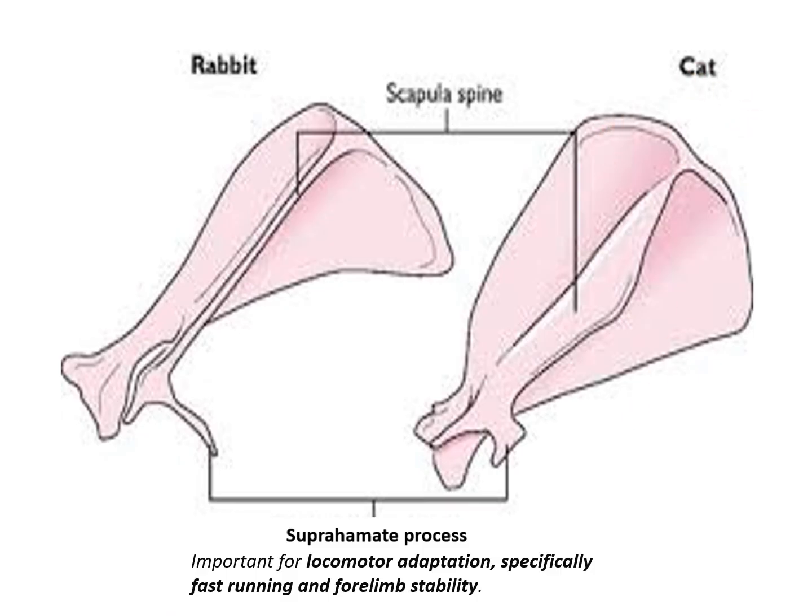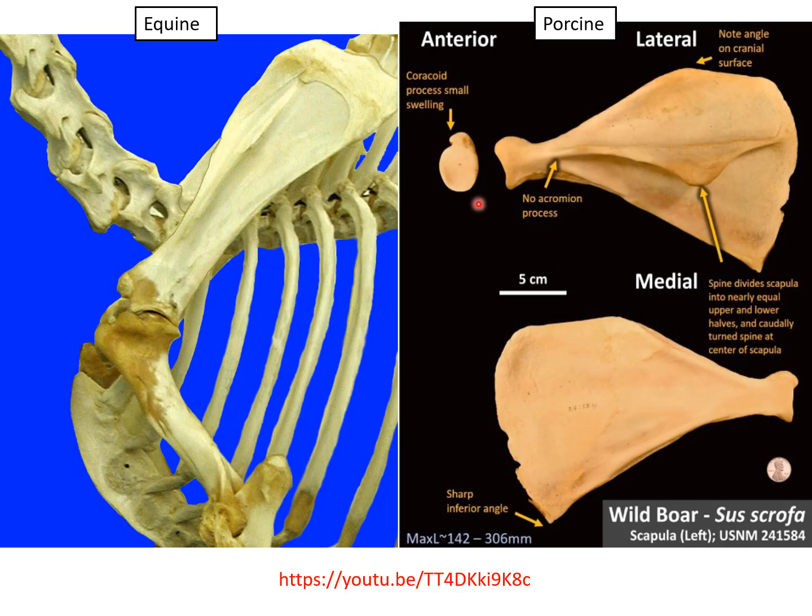Okay, let's look at the horse and see that of the horse. So in the horse, there is no acromion process. In the pig, there is no acromion process. Okay, you still have a little enlargement. That is the tuber spine in the horse, while in the pig, the tuber spine is very, very much more enlarged. Okay, now the parts are actually the same.